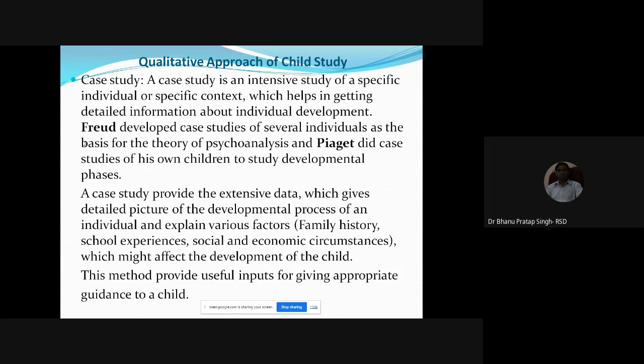So basically, a case study provides extensive data which gives a detailed picture of the development process of an individual and explains various factors. What are the factors influencing the child's learning? That may be the family history, the school experiences, socio-economic circumstances, or many more, which come through the outcomes of a case study. So this method provides useful input for giving appropriate guidance to the child. As I said, case study outcomes cannot be generalized.